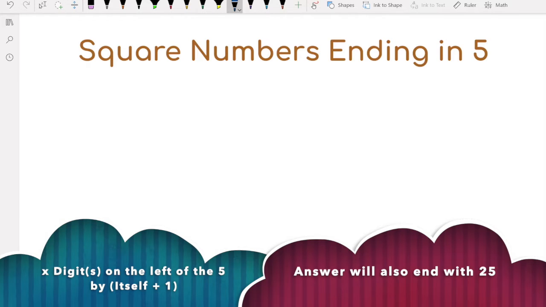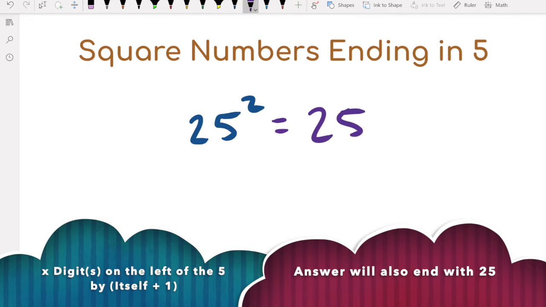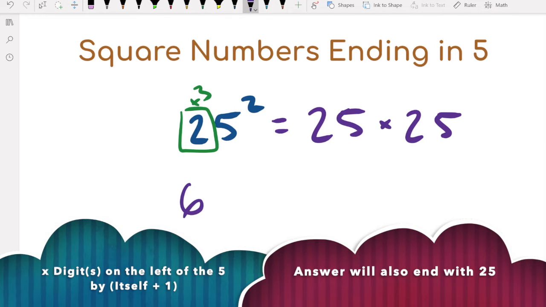If I have 25 squared, again, just as a brief recap, 25 squared is just 25 times itself. What you do is you look at this number, the number that's not the 5, and you add 1. So this is 3, and you multiply those two numbers together. 2 times 3 is 6, and then a number that ends in 5 squared is always going to end in 25 because 5 times 5 is 25. So 25 squared equals 625.